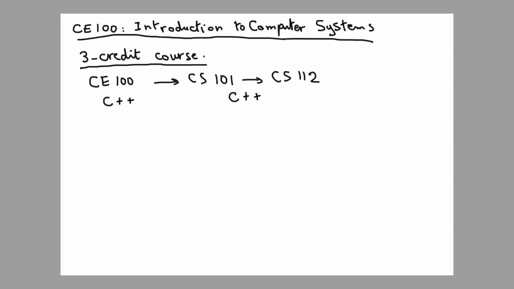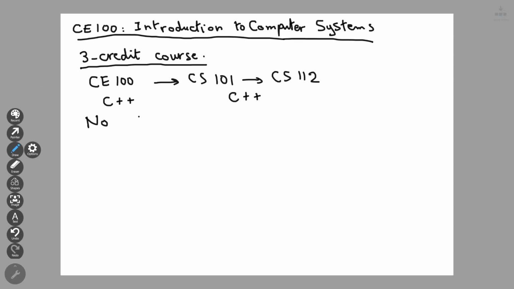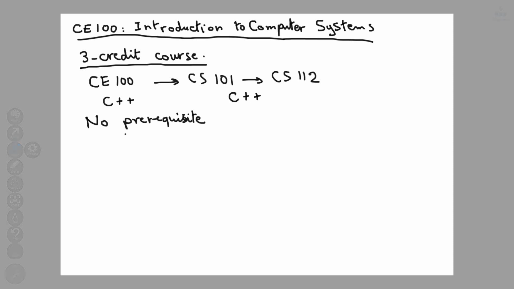So CE100, no prerequisite. You don't need to have any information about computers to start this course. No prerequisite. What does prerequisite mean? You don't need anything before this course. If you know that this is a computer, then you can study this course. No prerequisite.